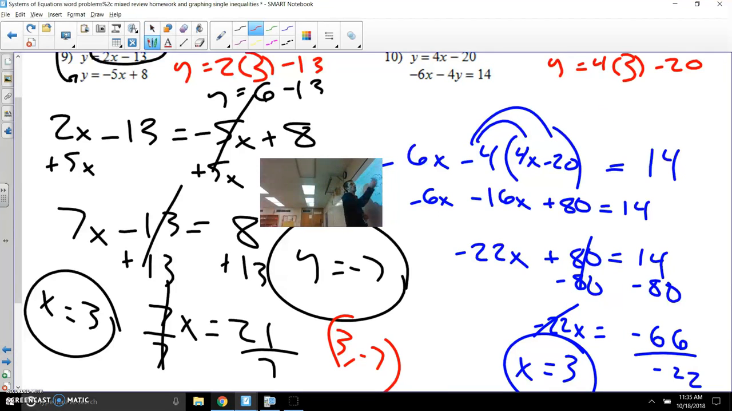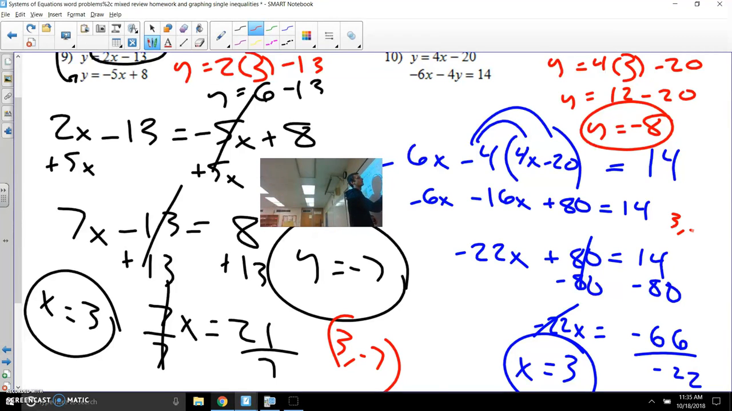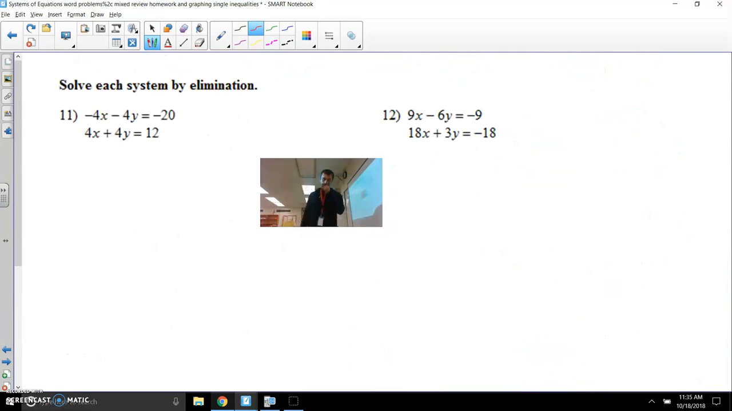So that gives us 4 times 3, 12, minus 20, though. It looks like y would have to equal negative 8. So our final answer for this one is (3, negative 8). That is the point where those two would meet or intersect. So if you need to pause the video to get all that down, you definitely want that to be something that you're able to perform on the quiz tomorrow when we're solving with substitution.